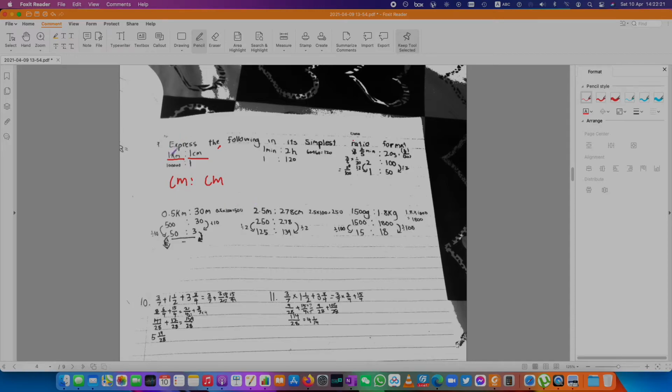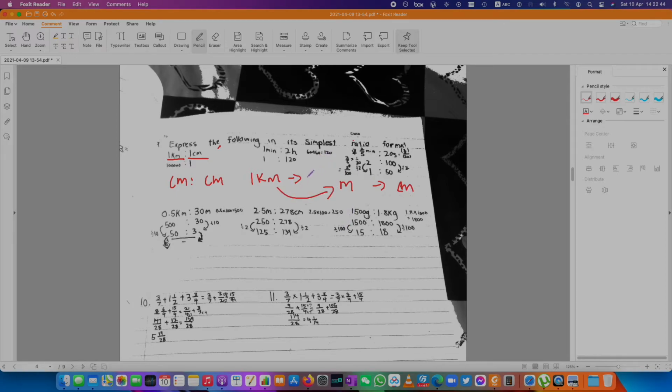So 1 kilometer, first you convert to meter before you convert to cm. Basically, you don't want to jump, right? Because when you jump steps, you tend to make mistakes. So it's good to start with the conversion from 1 kilometer to meter first.